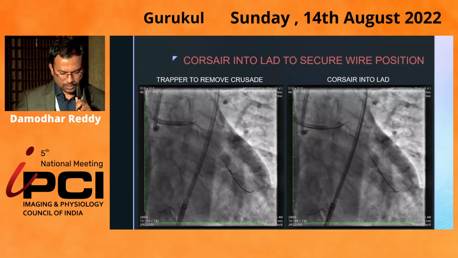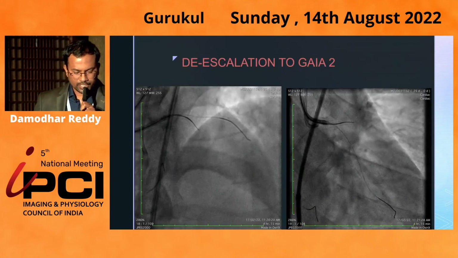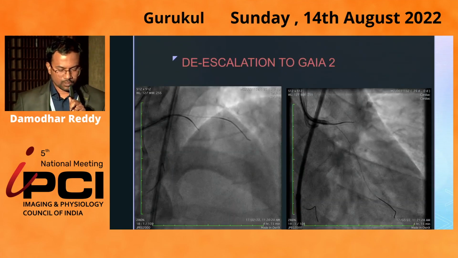You can see here this was the Corsair catheter. And after this we want to de-escalate to Gaia 2 because Hornet is high tip load. If you further progress, there is chance of perforation. So we de-escalated to Gaia 2.